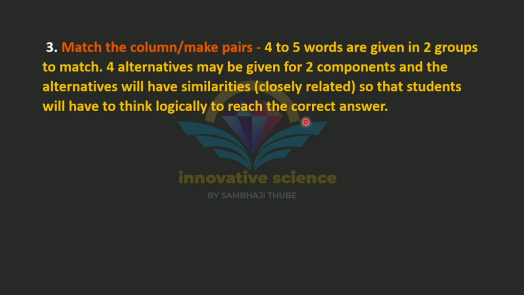Students, you have to match correct pairs from two columns. One column contains two names and the other column contains 4 to 5 options. You have to pair the correct one from the 4 to 5 options.